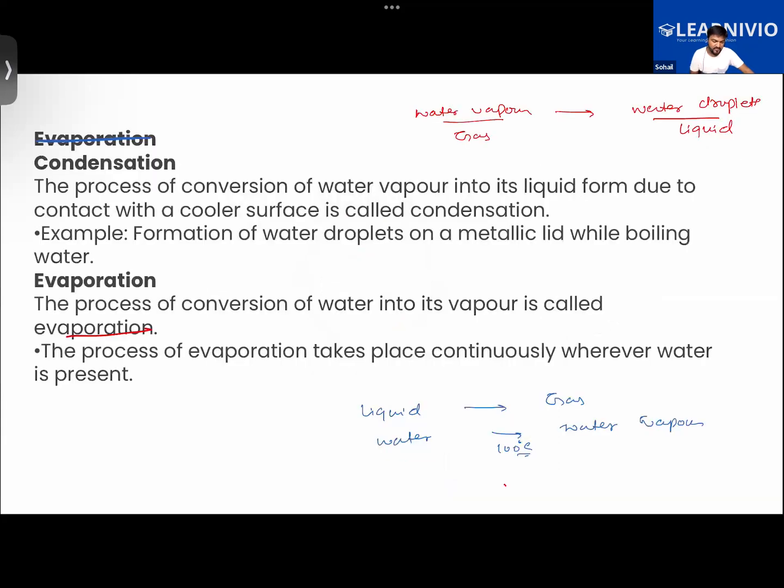Further, we learned about condensation and evaporation. These things I suppose you already know. The process of conversion of water from its vapor state to its liquid state is called condensation. Evaporation is a process like the example of water and salt. Basically, the evaporation of water here will take place here.